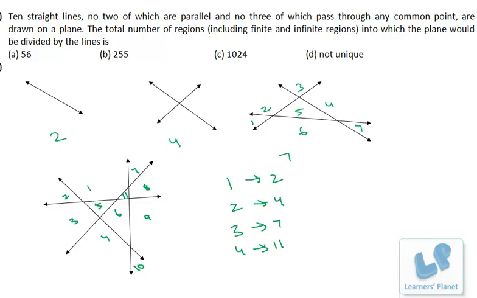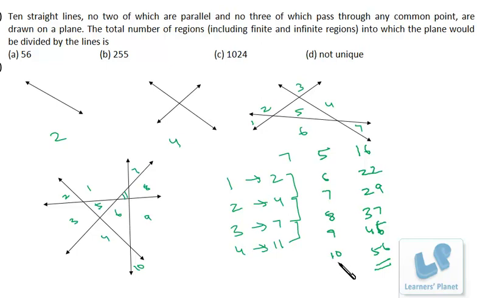Okay, now here the difference is 2, here the difference is 3, here the difference is 4. So I just write it 5, 6, 7, 8, 9, 10. Now after that the difference will be 5. So 11 plus 5, 16. Then the difference will be 6. So it's 22. Then the difference will be 7. So it's 29. Then the difference will be 8. So 29 plus 8, 37. Then the difference will be 9. So it's 46, then the difference will be 10, so it's 56, right? So if there are 10 straight lines, 56 regions will be formed.